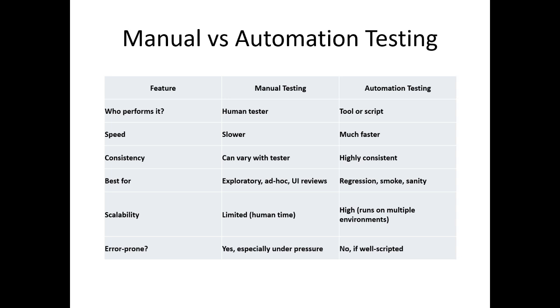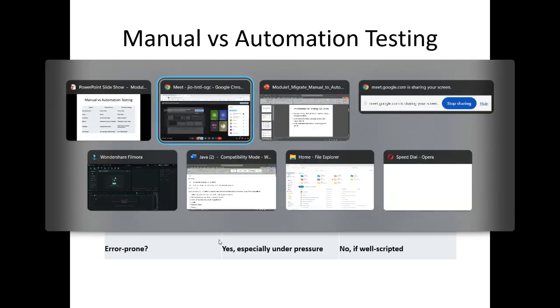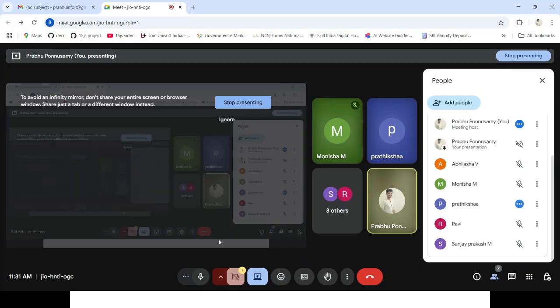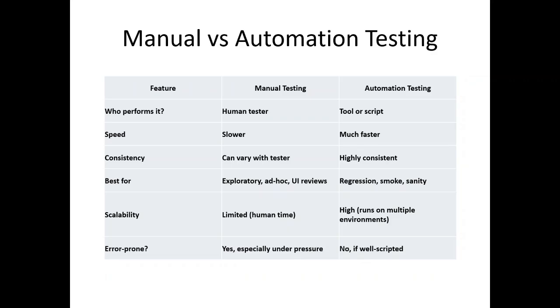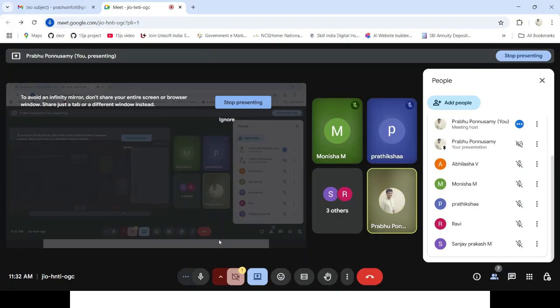So till now, at least you are clear about what manual testing and automation testing are, right? Any doubts in this? Let me ask some basic questions. I'll point out names just to make sure you are clear till now. Let me start with Shafika. Which testing is more consistent, manual testing or automation testing?